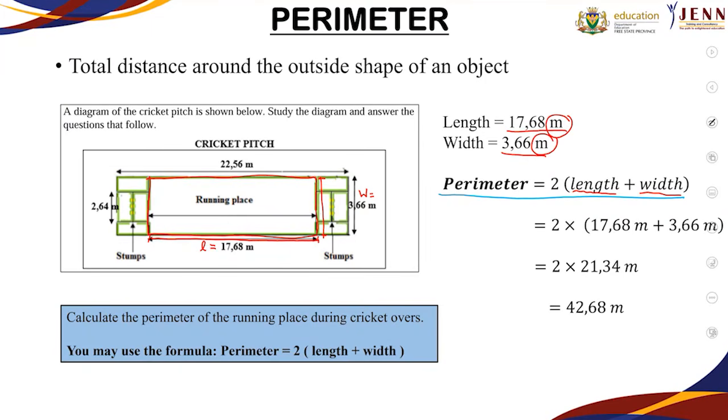Okay, so let's substitute into the formula 2 multiply. Remember, this is just an invisible multiplication sign. So it's 2 multiply brackets 17,68 meter plus 3,66 meter. So I add my brackets first and they give me 21,34 meters. I'm going to multiply that by 2. Therefore, my perimeter will be 42,68 meters. It's important that in your final answer, you must always have your unit.